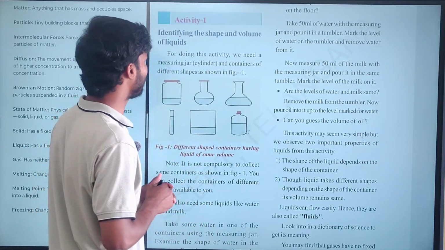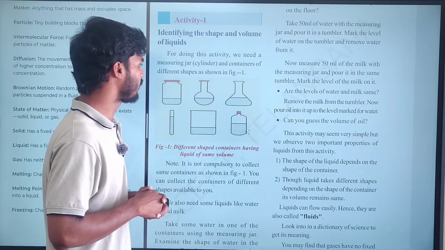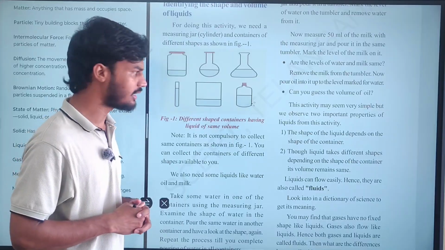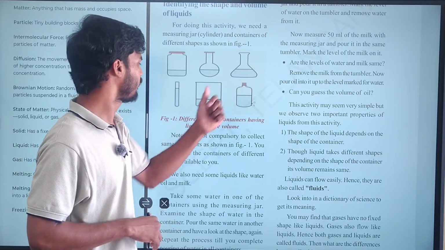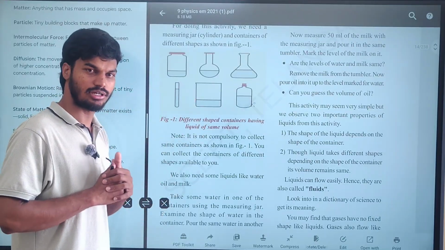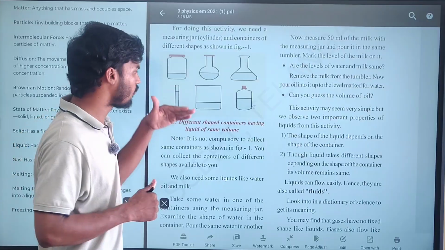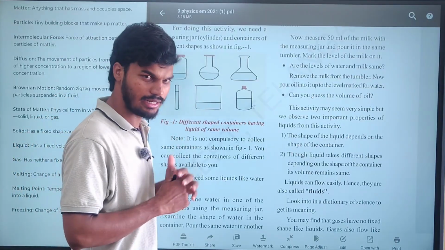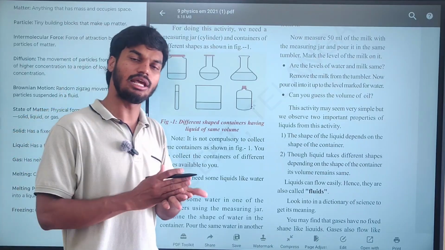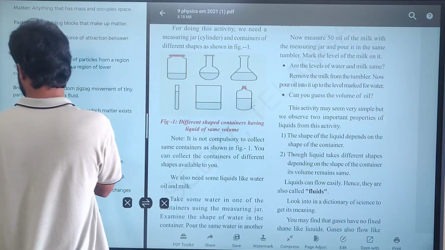Identifying the shape and volume of liquids. For doing this activity we need measuring jars that are cylindrical, and containers of different shapes. We have to take different types of jars and containers, such as a flask, conical flask, test tube, beaker and glass jar. While you are taking different types of jars and containers, try to pour the liquid, the water, in the different jars and containers. We can observe that the shape of the liquid depends upon the jar. For example, I am pouring 100 ml of water.